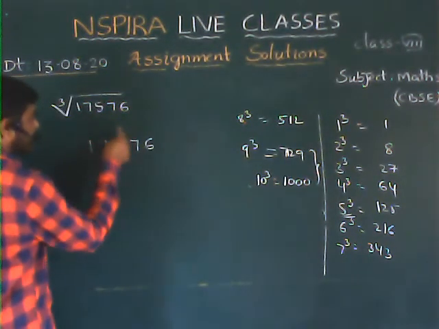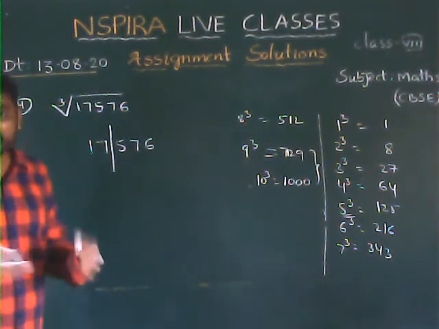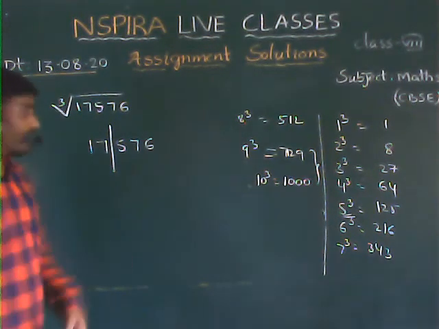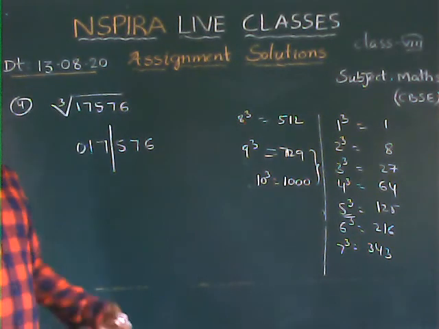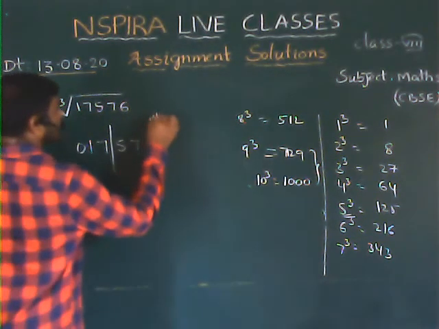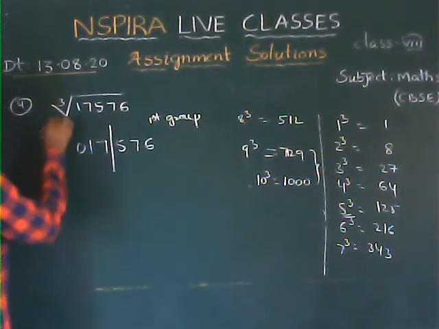First digit, second digit, third digit. Now remaining we have just 2 digits only. No problem, we will take the 0. 0, 1, 7 are the 3 digits of the next group. So this is the first group and this is the second group.